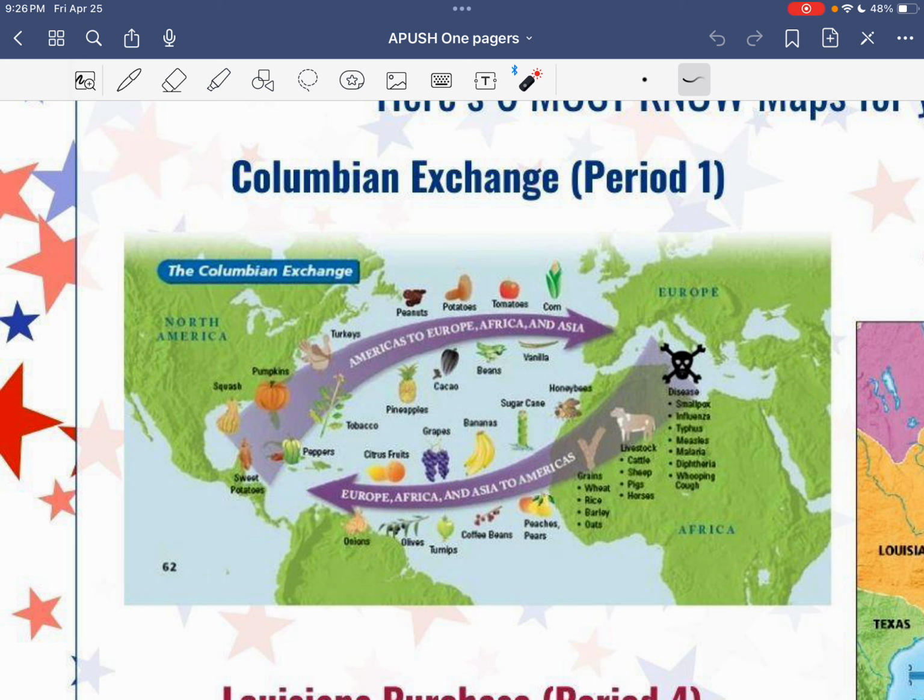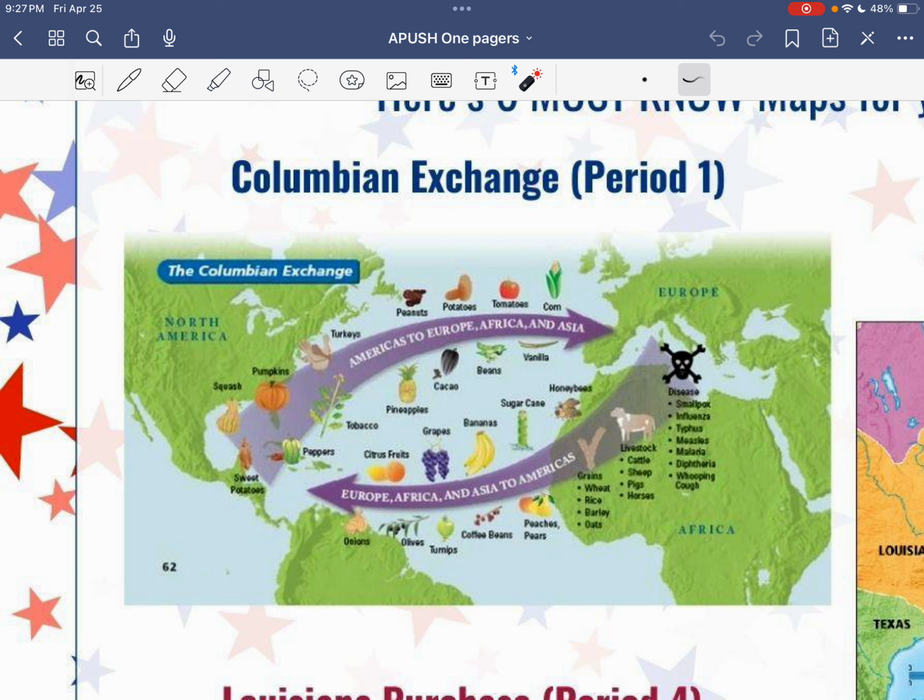So 1492 to the 1600s, this is time period 1, the Columbian Exchange. This is the transfer of plants, animals, culture, language, humans, disease, technology between America, Europe, Africa, Asia after 1492 and after colonization is set up in the New World. It super changes the ecosystem of North America, the economy of both the Americas and the Old World. It sets up that New World, Old World kind of society.